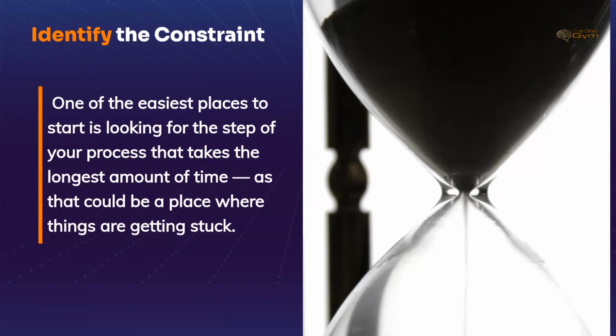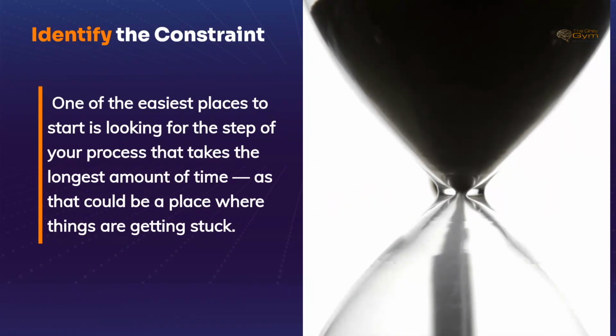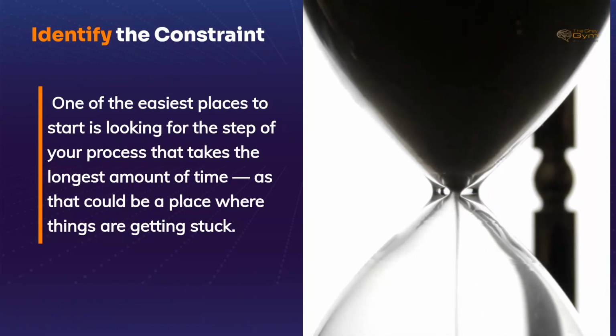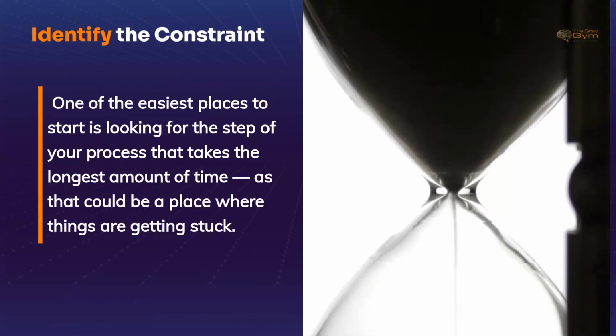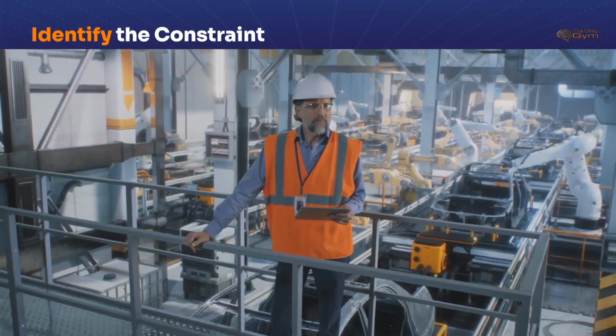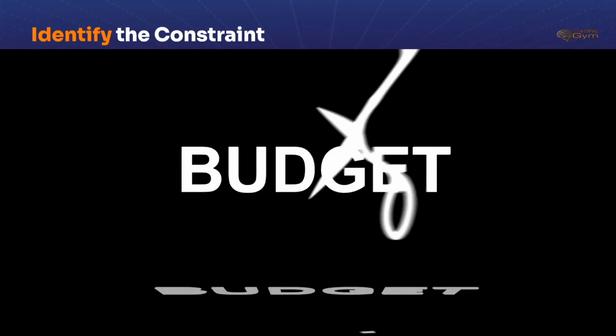One of the easiest places to start is looking for the step of your processes that takes the longest amount of time, as that could be a place where things are getting stuck. It is also important to consider that sometimes a constraint may be out of your control. For example, the budget of your organization only allows for 3 programmers to work on the project you are leading. So there's not much you can do to change this situation.